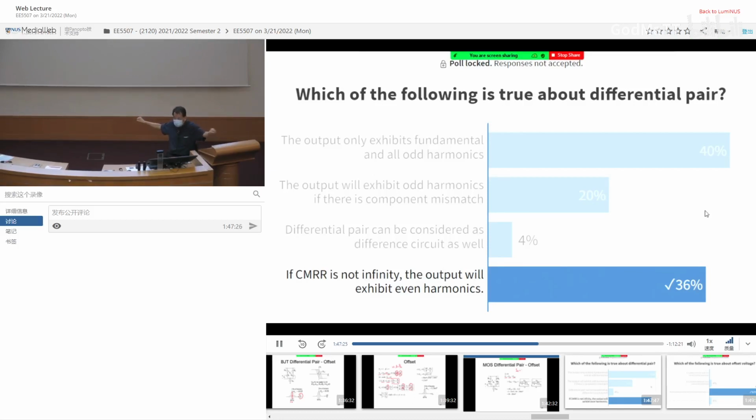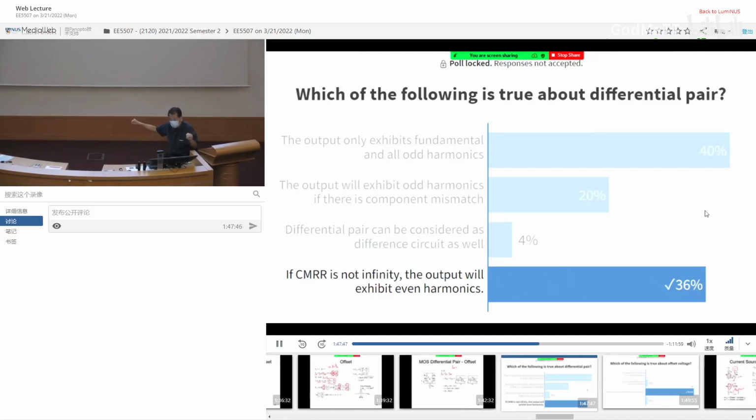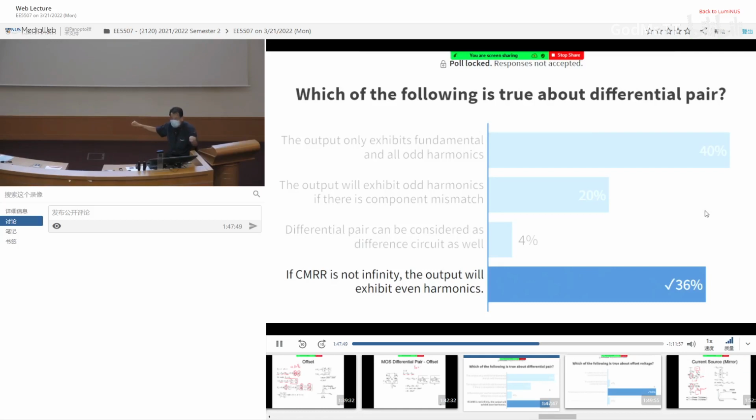So if the common mode rejection ratio is not infinity, it means there is a mismatch. Although I didn't explicitly tell you, this will imply there is an even harmonic, but these two should be linked together. Am I right? I mentioned these two facts separately. I mentioned that if there is a mismatch, there is an even harmonic. I also mentioned that if there is a mismatch, CMR should be finite. So then it should come automatically: if CMR is finite, it implies there is a mismatch, therefore there is an even harmonic.